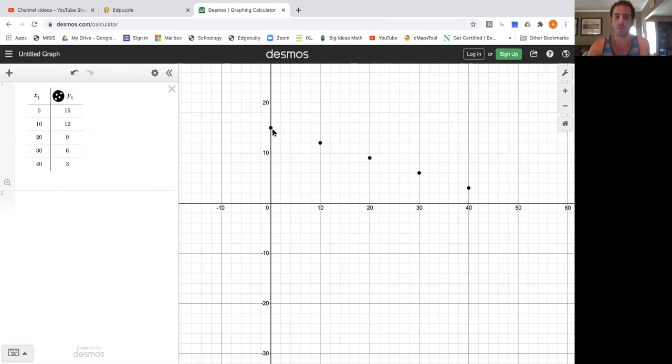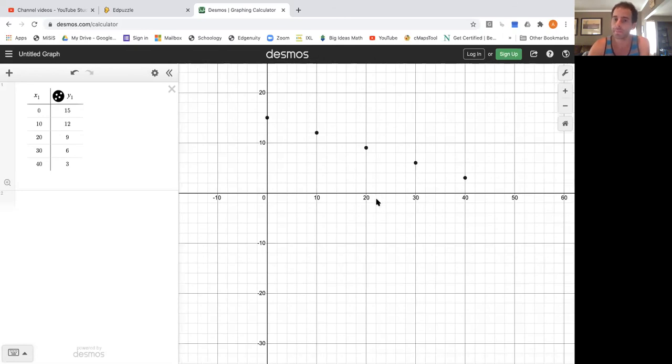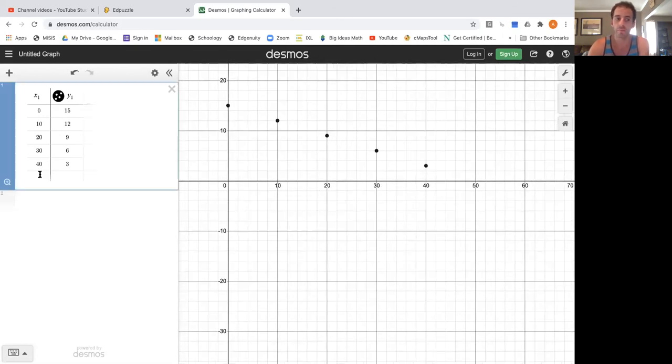One way you can know is that for every 10 that the x's go over, the y's go down 3. For every 10 the x's go up, the y's go down 3, and it's constant. It's a constant rate of change. All right. And then when will the tank be empty? Well, what does it look like? If we go over 10 more to 50, what's 3 minus 3? 0. So the tank will be empty after 50 minutes. Okay? And there you go.